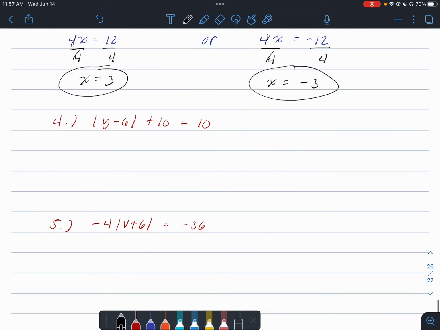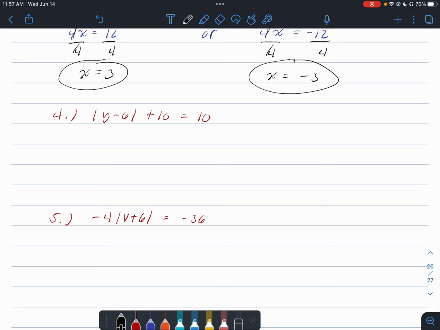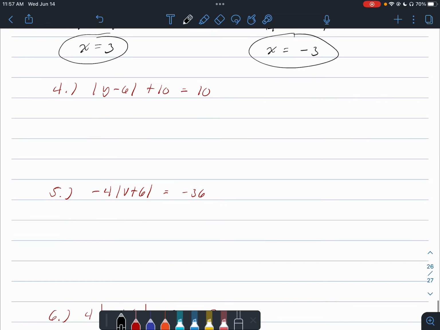Now let's consider this one. We have here the absolute value of y minus 6, then plus 10 is equal to 10. Like any other equation, we can manipulate this by subtracting or adding from both sides. So let's take 10 away, and we'll end up with the absolute value of y minus 6 is equal to 0.